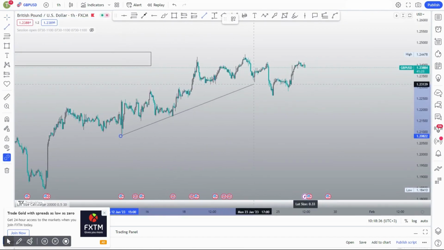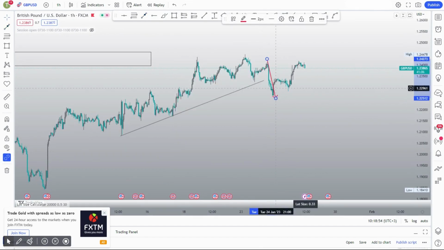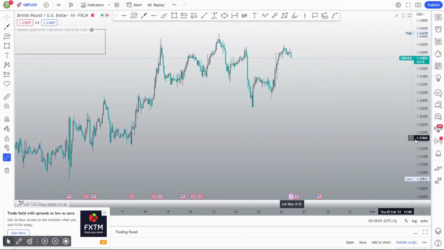As you can tell here, this structure has been broken by this point here. So as you can see, the market has shifted direction and is going on a downtrend right now. So let's go ahead and draw our levels.